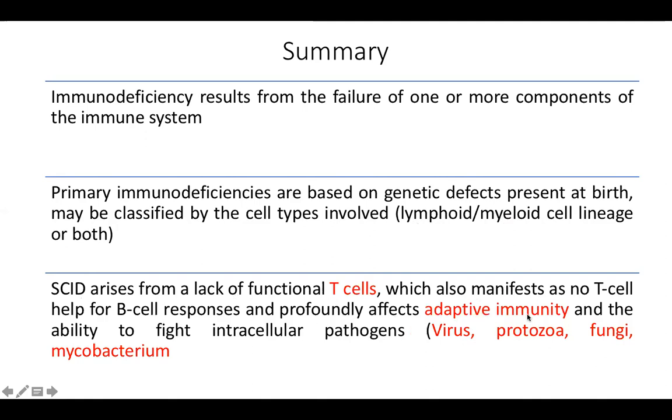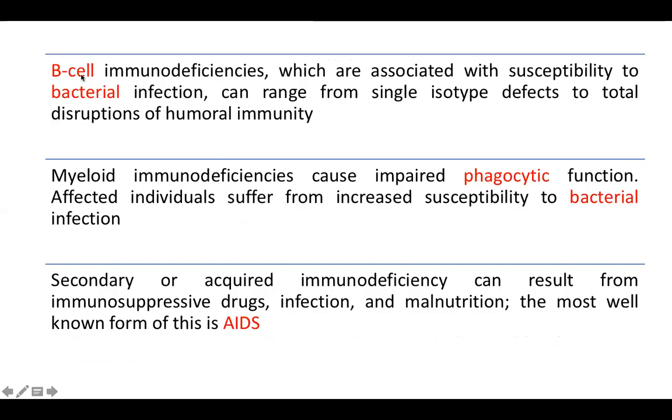So it profoundly affects both limbs of adaptive immunity, and the person is susceptible to a broad range of intracellular pathogens right from early infancy. Then selective B cell defects: immunodeficiency diseases affecting only the B cells are associated with susceptibility to bacterial infection. I said antibodies are important as opsonins to target capsulated bacteria. The defects could be single isotype defects like selective IgA deficiency, or total disruptions of humoral immunity like X-linked agammaglobulinemia or even X-linked hyper IgM syndrome. So a lot of humoral problems are there.